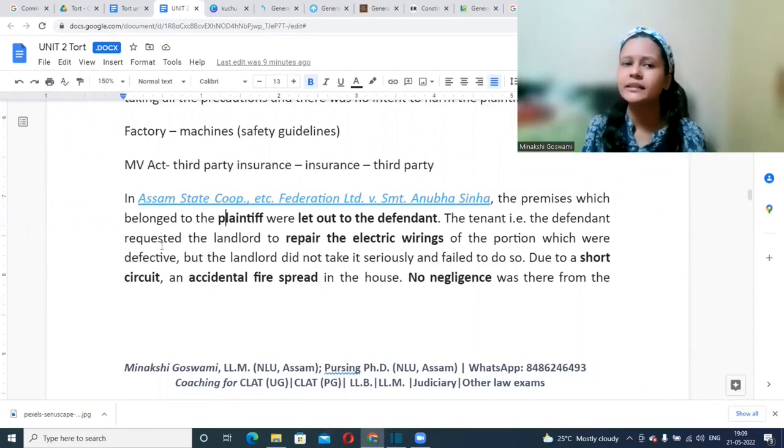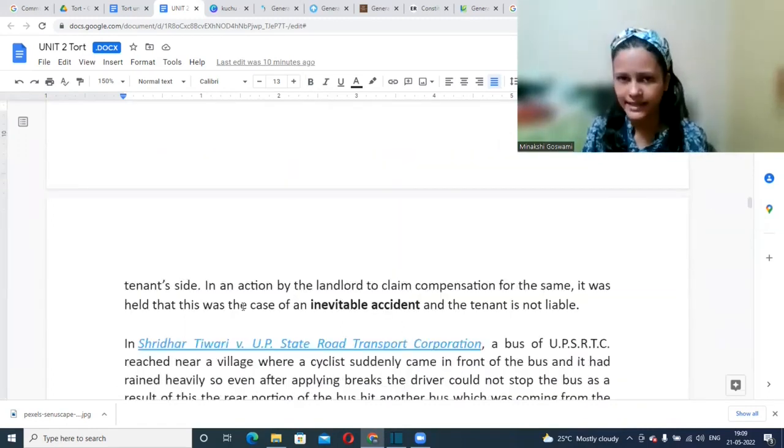So what the tenant did is, the tenant was requesting the landlord to repair some electric wirings because there were some defects that the tenant had witnessed, and he was requesting the landlord to please get this thing fixed. But the landlord was not taking that seriously and was not doing it. Now, one day there was a short circuit and there was an accidental fire spread. It did not cause any major loss. It did not damage the house or anything, but there was this accidental fire that spread because of the short circuit. No negligence was there from the tenant's side.